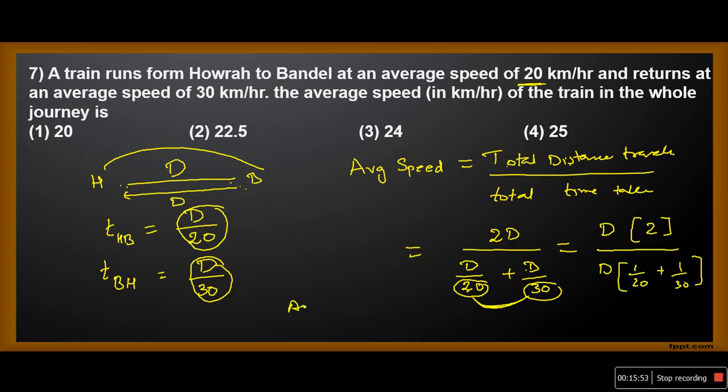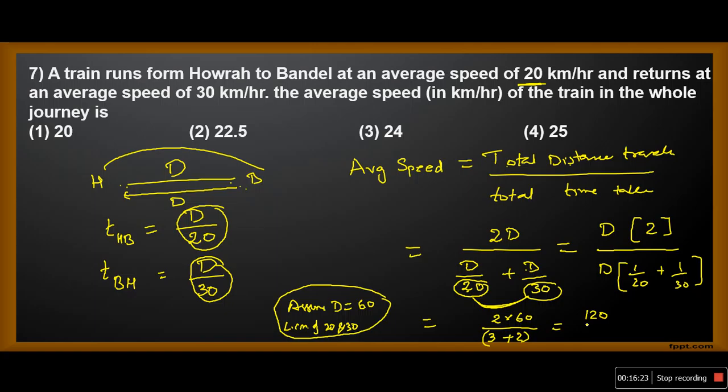Assume D equal to 60. That is nothing but LCM of 20 and 30. This is a very crucial step while solving this question. Okay, now this is equivalent to 2 into 60 divided by 60 by 20, which is how much? 3, plus 60 by 30 is how much? 2. 2 into 60, 120 by 5, which is equivalent to 24. So the answer is option 3.